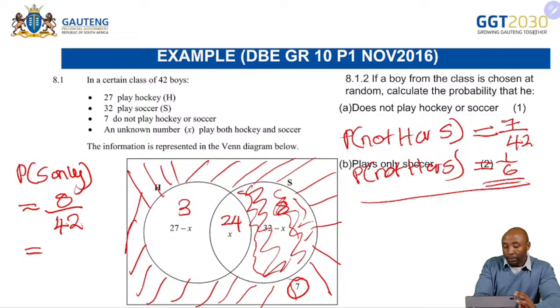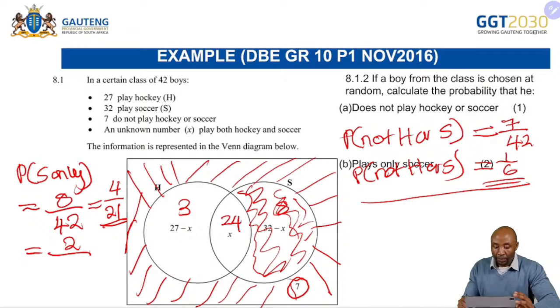And when we simplify this, 4 into 8 we get 2, and 4 into 42 it can't. In this case, we'll get our answer as 8 over 42. We can use 2. We'll get 4 over 21 when we simplify it. There are only 8 that only play soccer out of the 42 boys in that class.